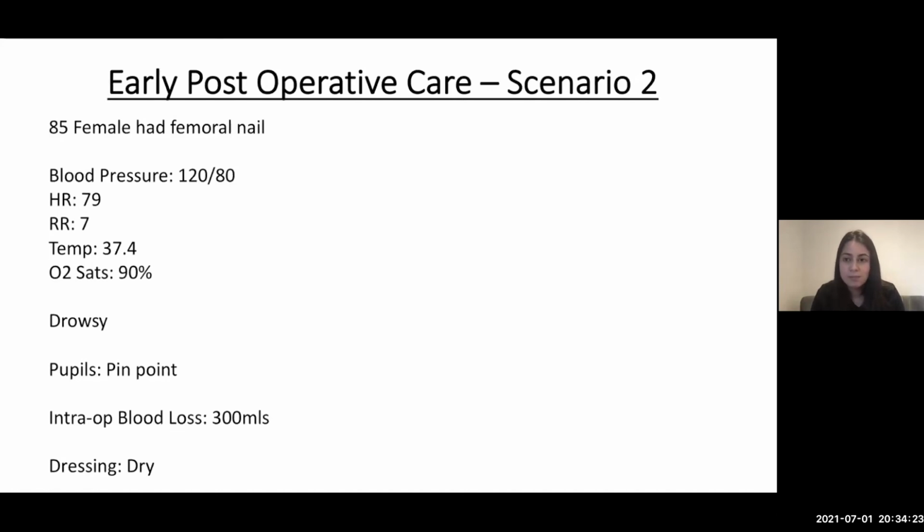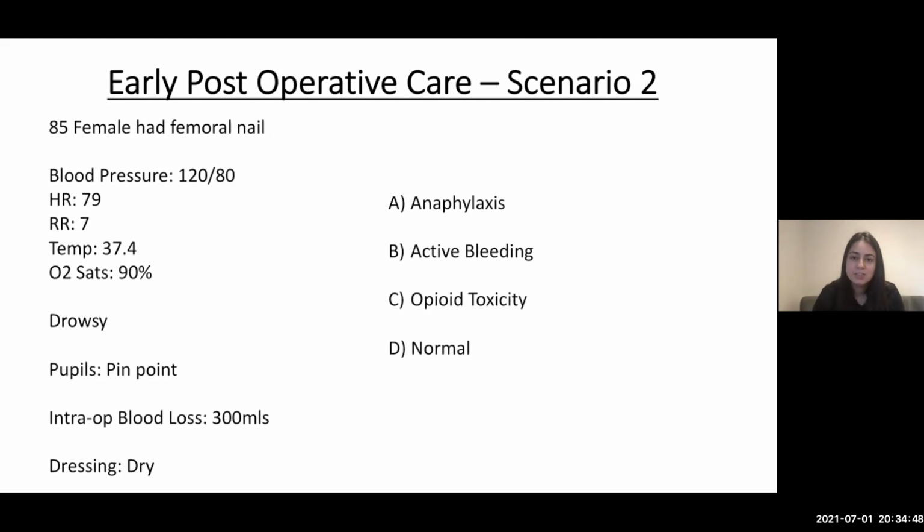You try and wake her up, but she's drowsy. She's keeping her eyes closed, making a few noises. You try and look at her pupils, and they're very small. They're pinpoint, both of them. You learnt from our first scenario, and you looked at the operation note, and you saw the intraoperative blood loss was 300 mils, which you know is okay for that operation. You check her dressings, and they're dry. So again, if you could write in the chat, do you think it's A, anaphylaxis, B, active bleeding, C, opioid toxicity, or D, this is a normal patient post-op?